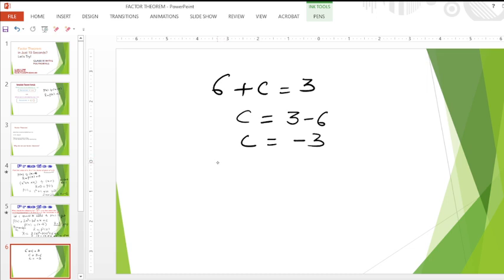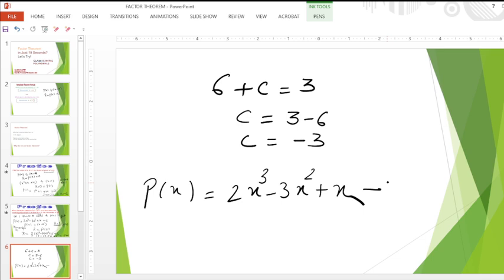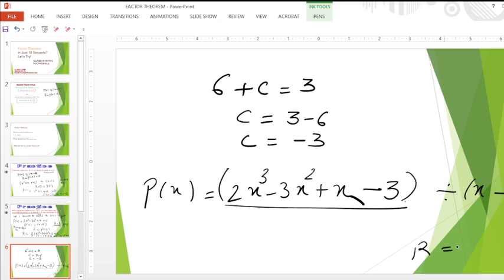And what will the resulting polynomial be? The resulting polynomial will now be capital P(x), and this will be 2x cube minus 3x square plus x minus 3. This is our resulting polynomial. And when this is divisible by x minus 2, you will get the remainder. You can check that. Remainder will be equal to 3. You can try using long division, or by using the remainder theorem, and check that the remainder is coming out to be 3.